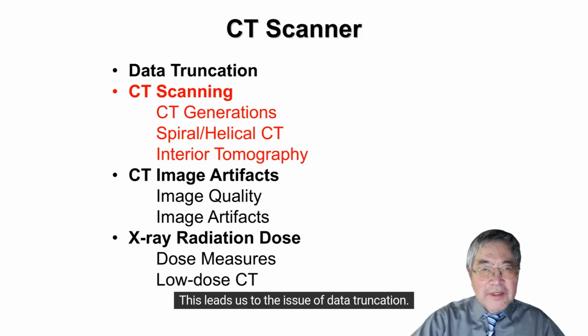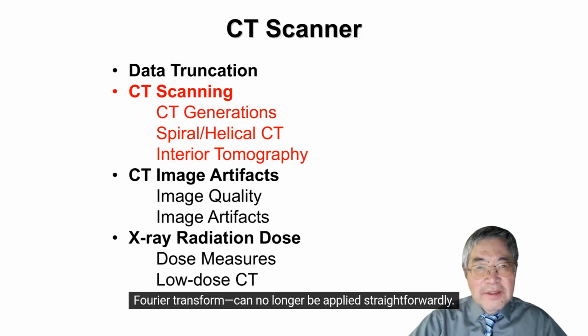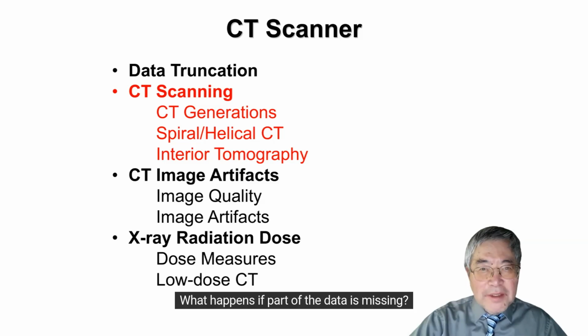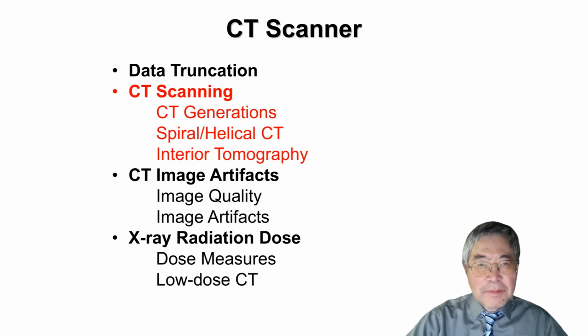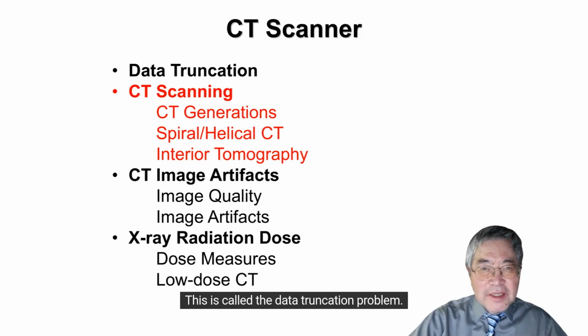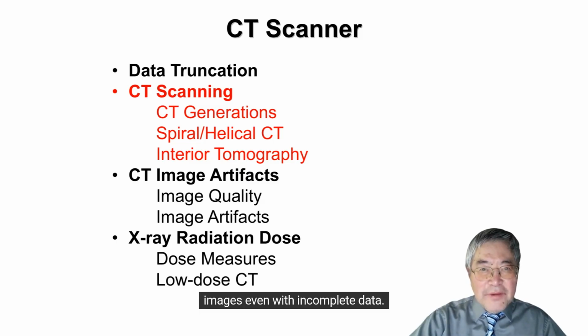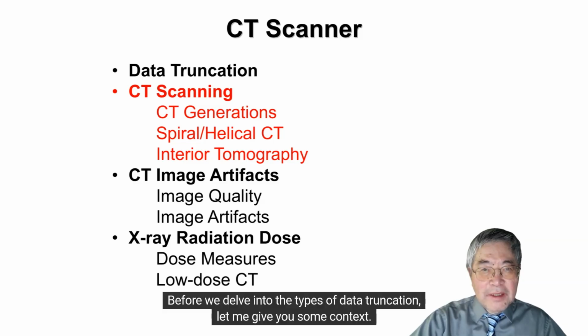This leads us to the issue of data truncation. If the data is incomplete, the Fourier slice theorem, which assumes a full projection profile for each one-dimensional Fourier transform, can no longer be applied straightforwardly. What happens if part of the data is missing? If some portion of the projection profile is lost, the Fourier transformation cannot be performed fully. This is called the data truncation problem. Much of modern CT theory has been developed to address this data truncation problem, finding ways to reconstruct images even with incomplete data. Before we delve into the types of data truncation, let me give you some context.